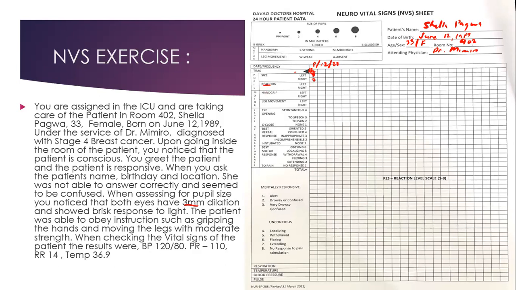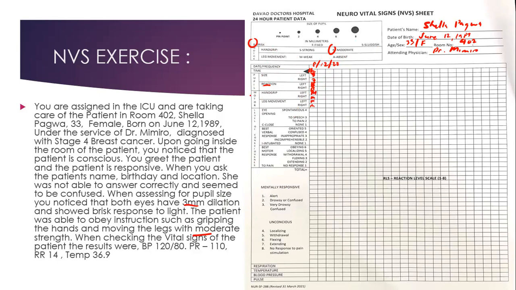Then reaction, what reaction do we have? What letter do we write? Okay, type in the chat box. We have letter B for brisk. Leg movement and hand grip are moderate. So what do we write? Okay, moderate is M. So M, M, M, M.